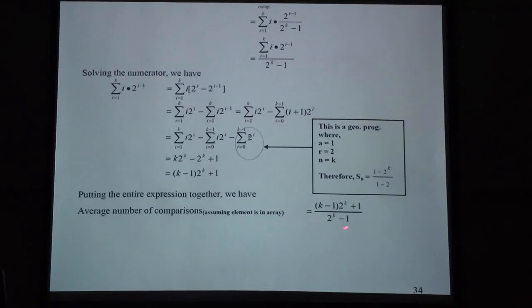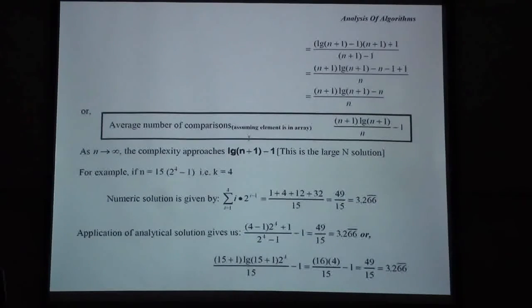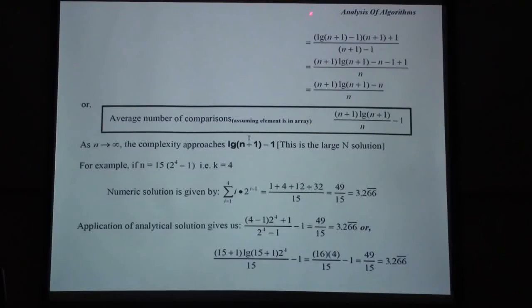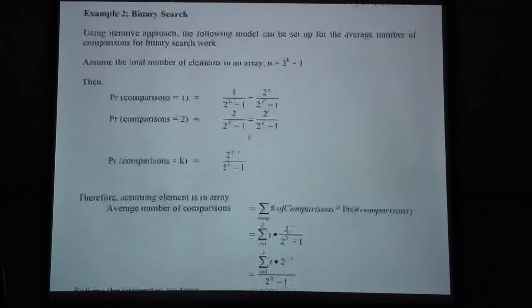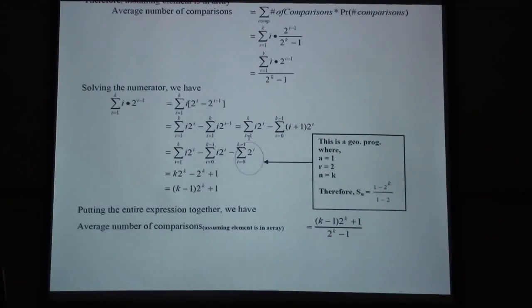Now, this is just a constant. k is the height of the tree. Again, we're using the full tree. And then all we need to do is take this value, and what are we doing here? How do we get to this step from this step? How do we get from here? Because we know that k is equal to lg of n plus 1. So this is lg of n plus 1 minus 1.